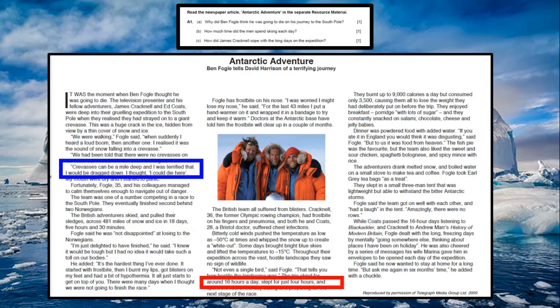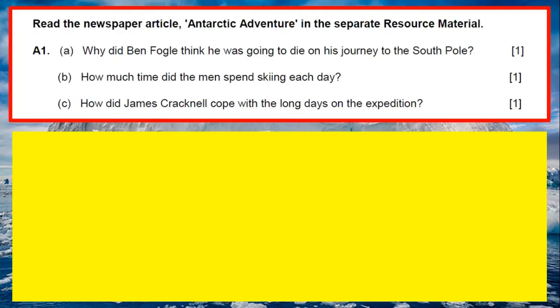B, how much time do the men spend skiing each day? Around 16 hours a day. C, how did James Cracknell cope with long days on the expedition? It says that he and Cracknell listened to Andrew Marr's History of Modern Britain. So I've highlighted it in the text. Now I'm going to write down my answers.